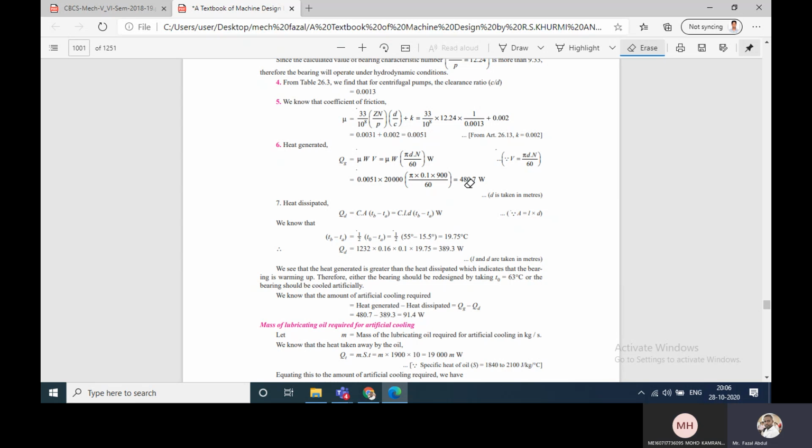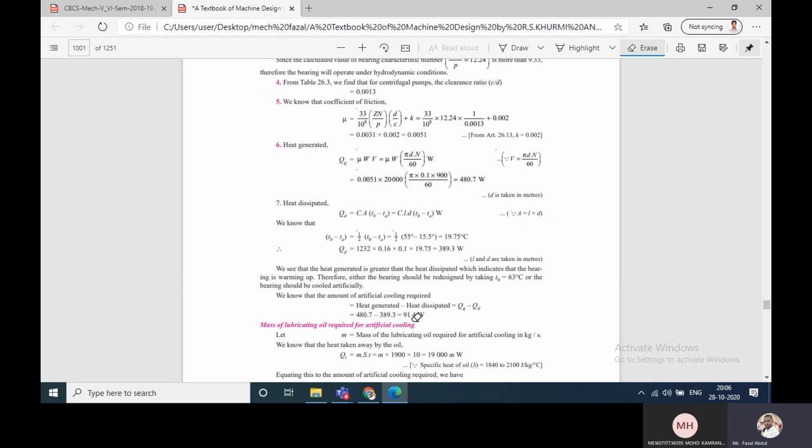Heat generated is this much, and heat dissipated is this much. Still, how much heat is inside the bearing? This much of the heat is going to remain inside the bearing. How am I calculating? Heat generated minus heat dissipated. This much heat remains inside the bearing. This heat also we need to make zero. If we make it zero, the bearing will run smoothly and give long service.